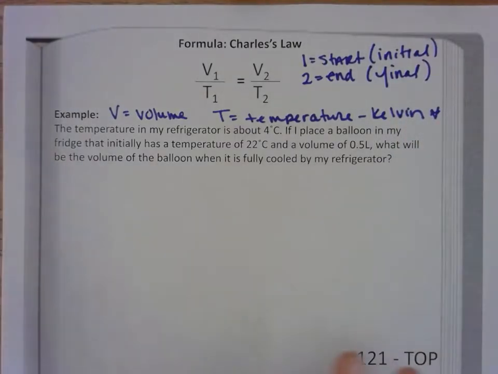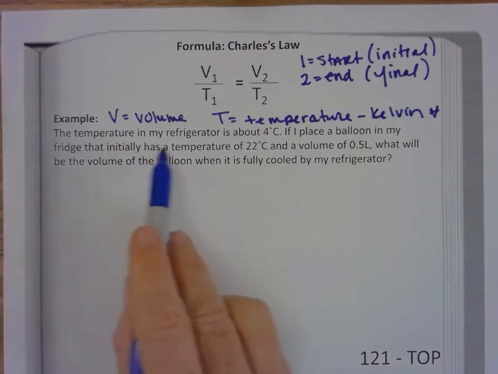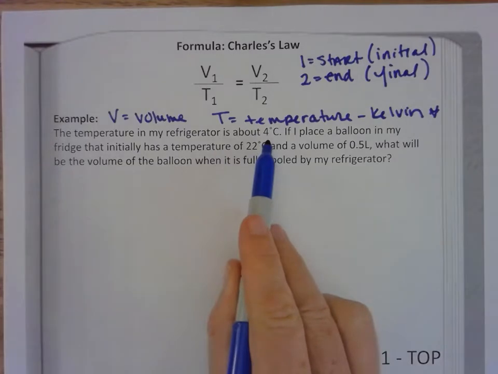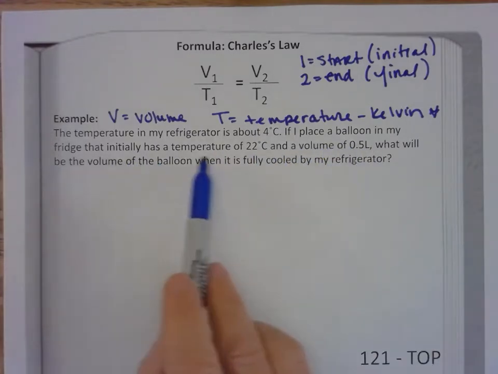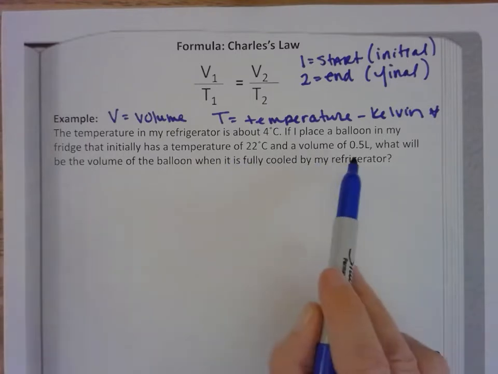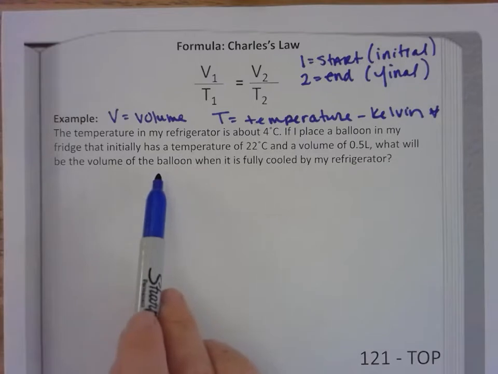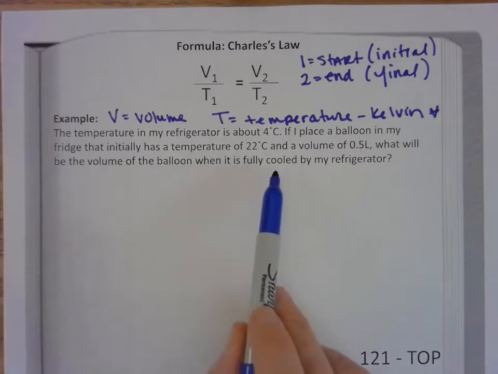If we take a look at this question, it says the temperature in my refrigerator is about 4 degrees Celsius. If I place a balloon in my fridge that initially has a temperature of 22 Celsius and a volume of half a liter, what will be the volume of the balloon when it is fully cooled in my refrigerator?